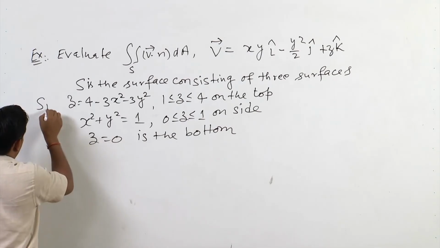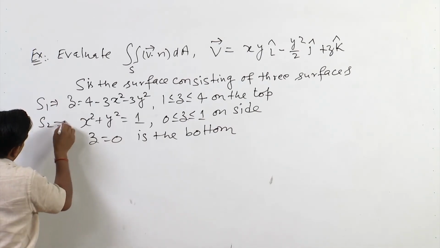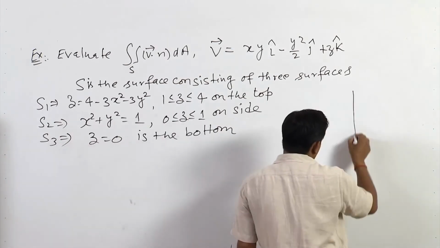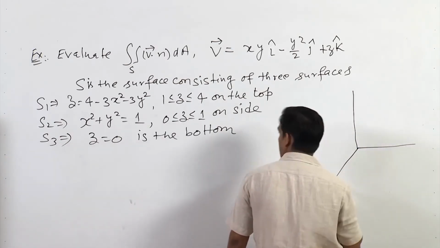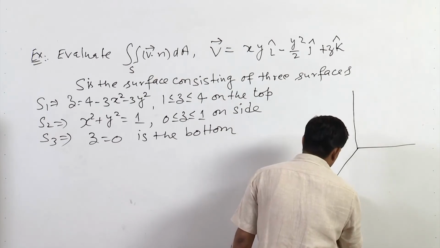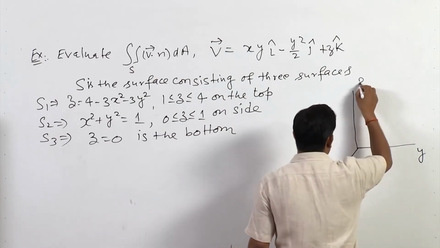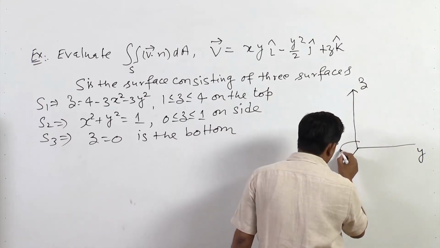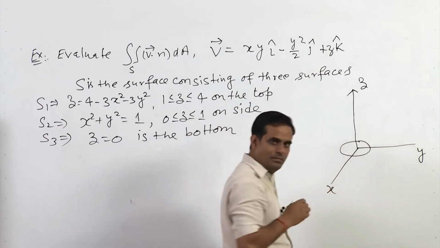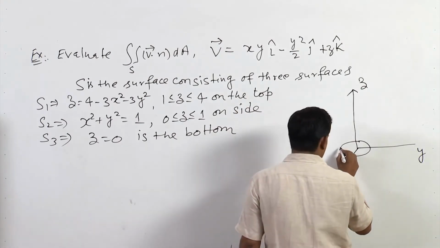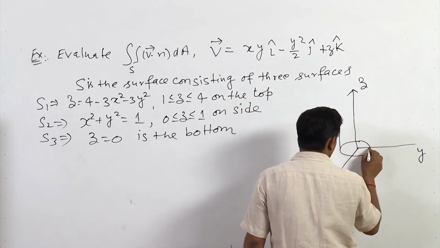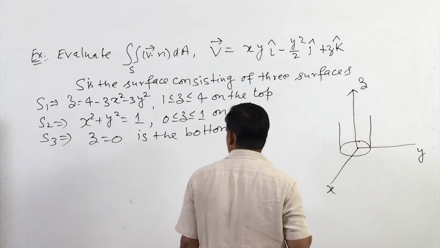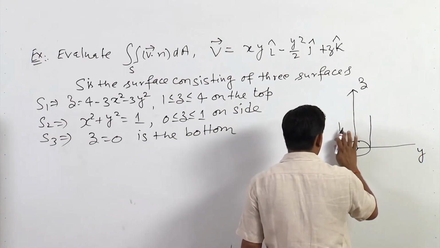So, I can say this is my S1, S2, S3. So, this is like this if I am having X, Y and Z. So, what I am having? I am having a disc z equals to 0 in the bottom, that is the XY plane. I am having a cylinder along Z axis which is going from z equals to 0 to 1.